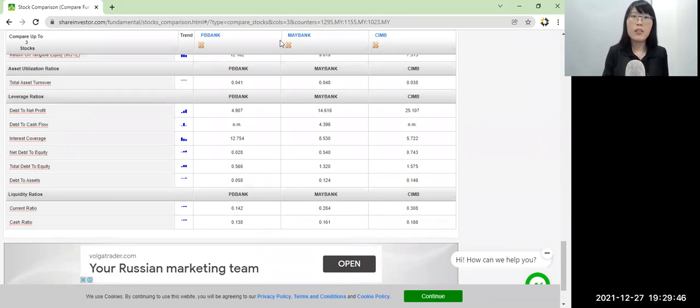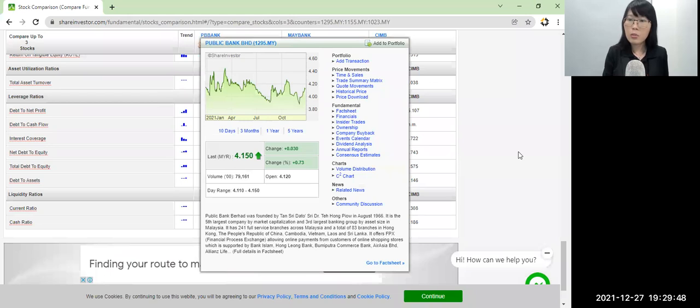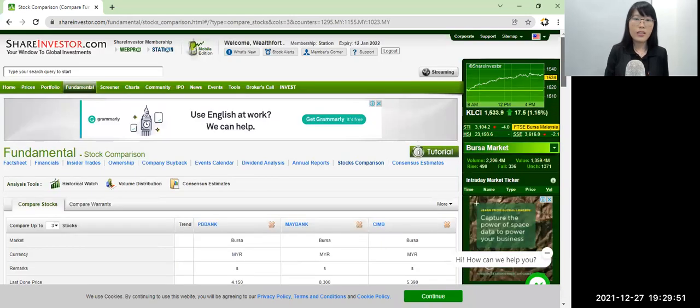Now we can go to the consensus estimate.